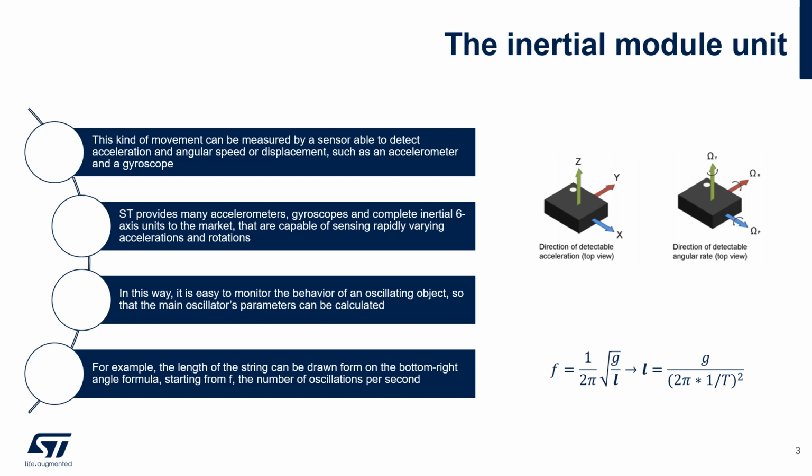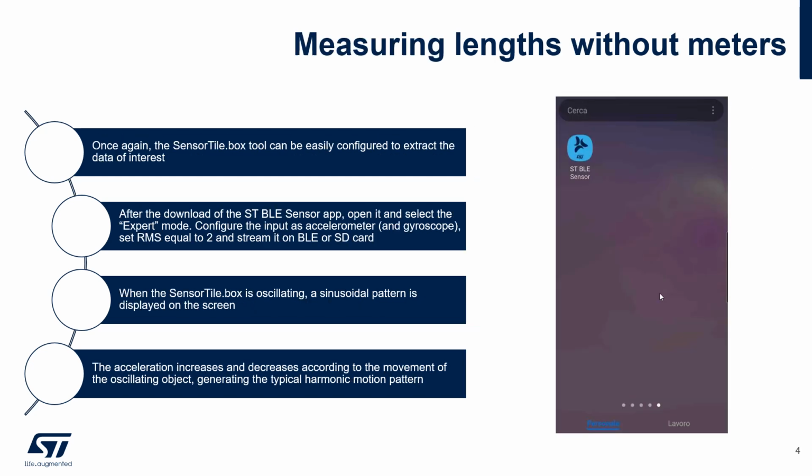For example, the length of the string can be drawn from the formula on the bottom right, starting from f, the number of oscillations per second. Once again, the SensorTile.box tool can be easily configured to extract the data of interest.